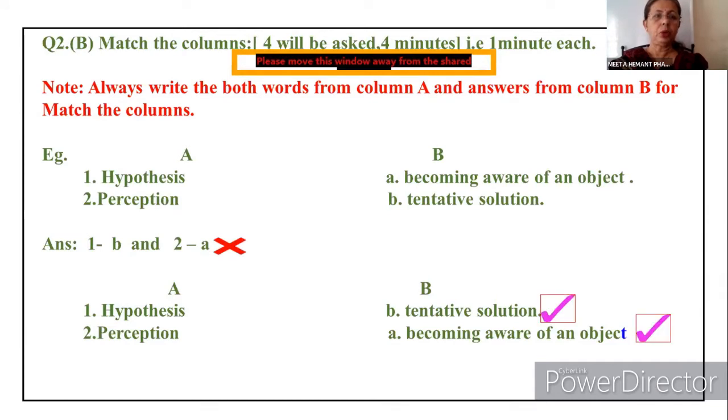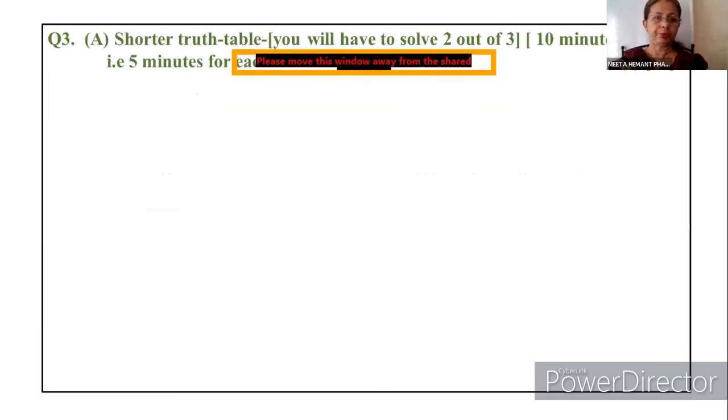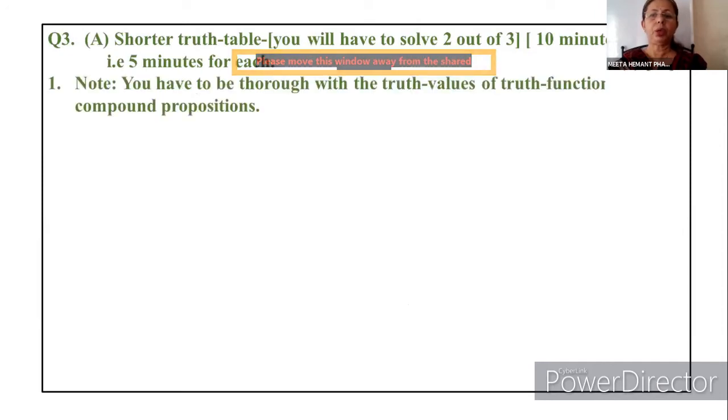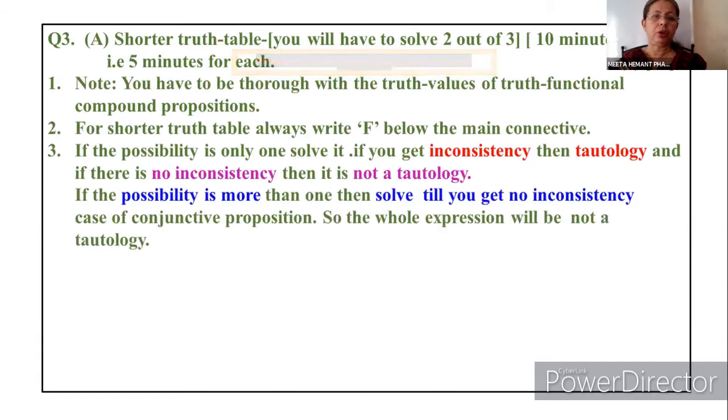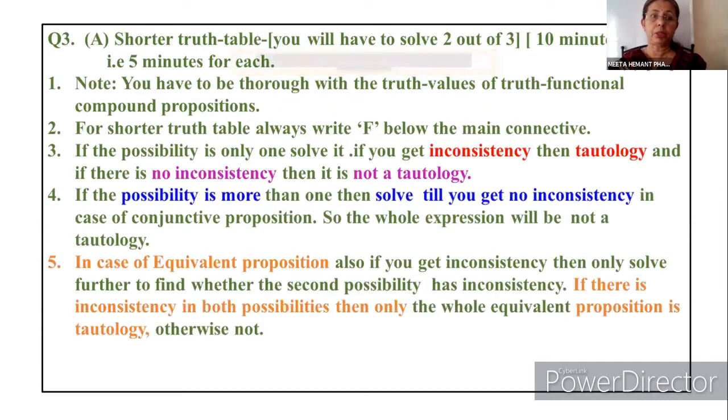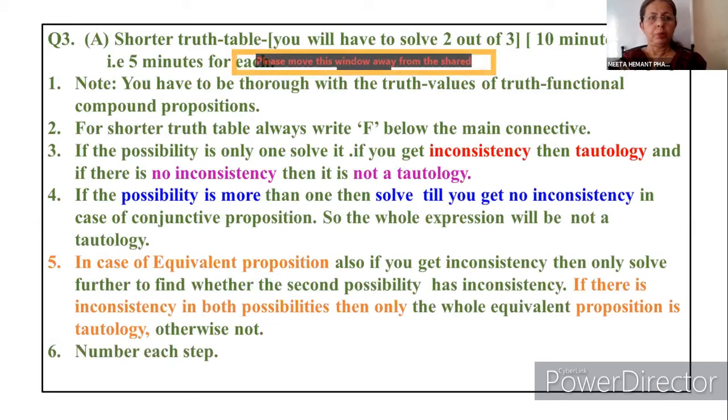Now we come to question number 3. A. You will be having shorter truth table. You will have to solve 2 out of 3 and you have to give 10 minutes for this, 5 minutes for each answer. Means you have to be thorough with this. So you need practice, and PHALASHRUTI will be giving you practice with question papers. So you will have to practice them.